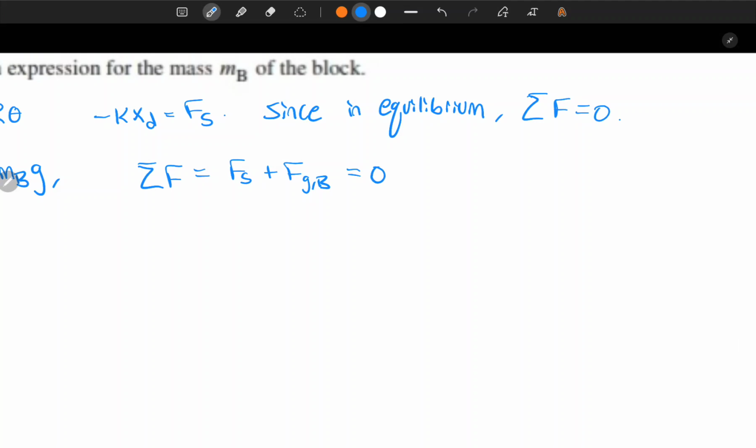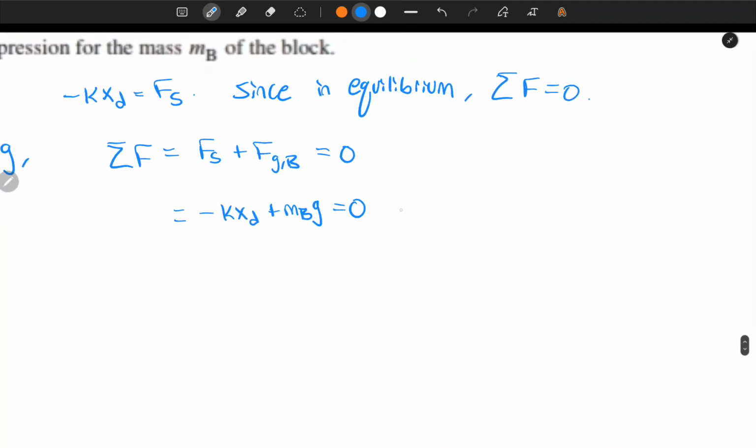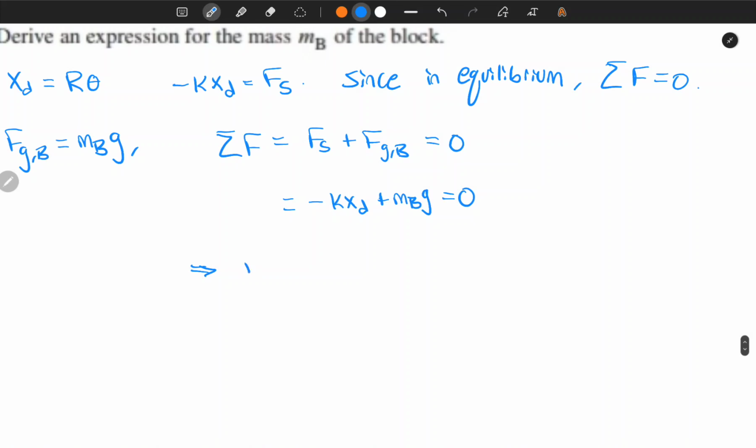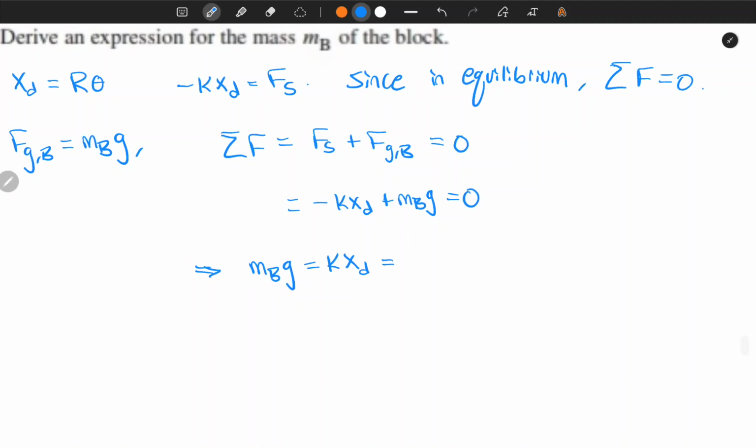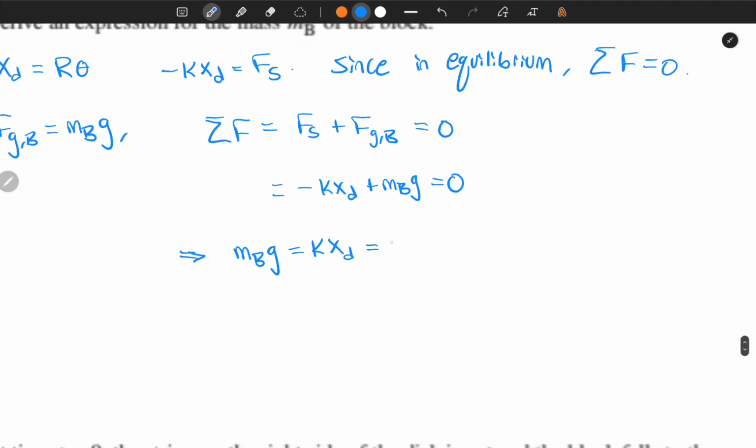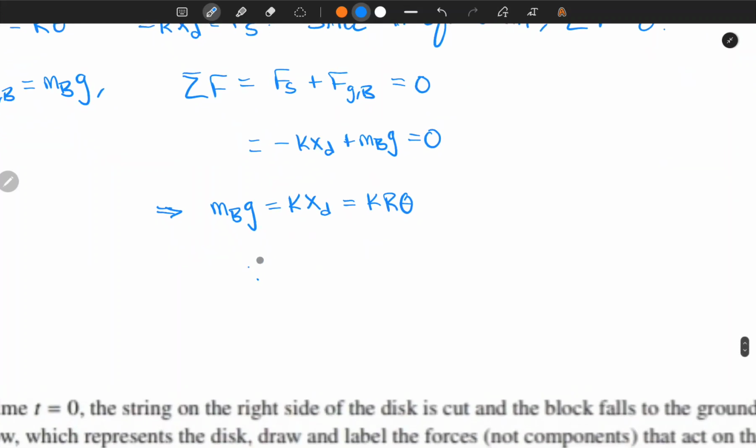And plugging in for these values, we find that negative k x_d plus m_B g is equal to 0. But this implies that m_B g is equal to k x_d. But we already calculated what x_d was. So we get k times r theta. And solving for m_B, we find that m_B is equal to k r theta over g. And this is the mass of the block.